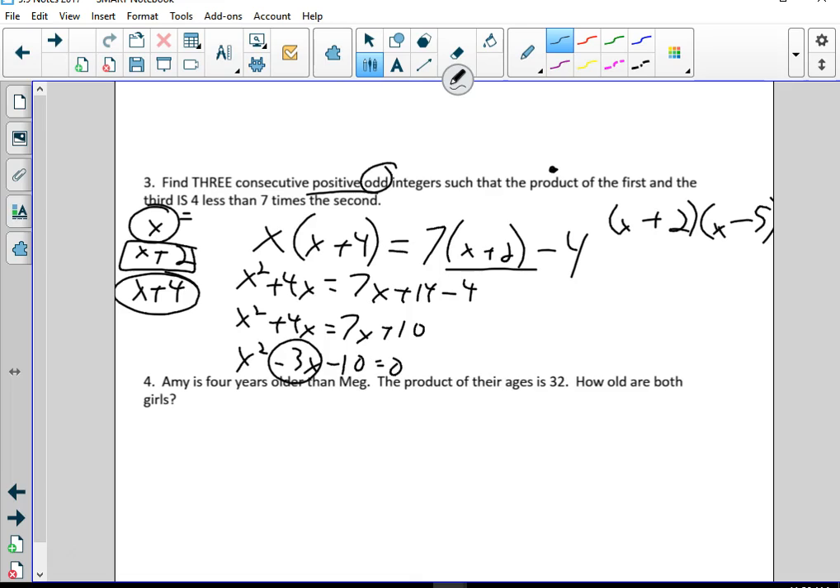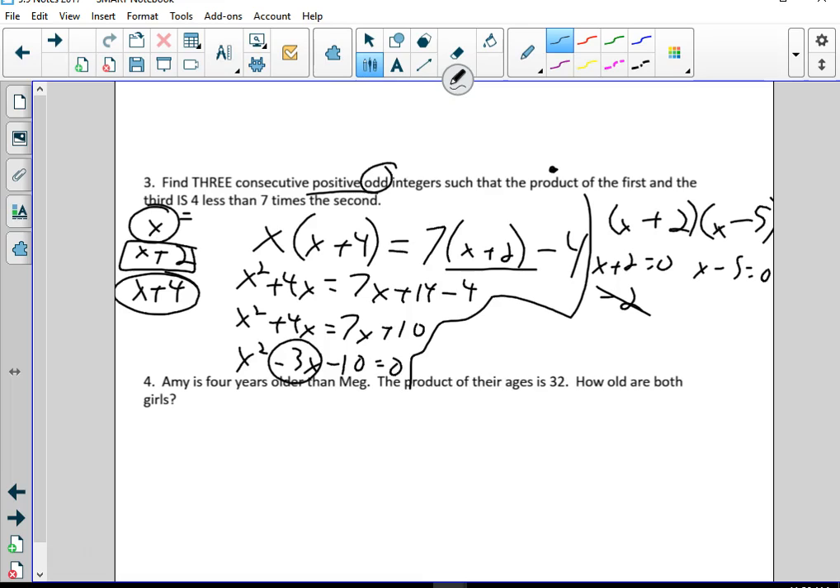So I set them both equal to 0. X plus 2 equals 0. X minus 5 equals 0. So what's my answer for x plus 2? Negative 2. Do I want negative numbers? No. So I'm going to throw that one out right now.